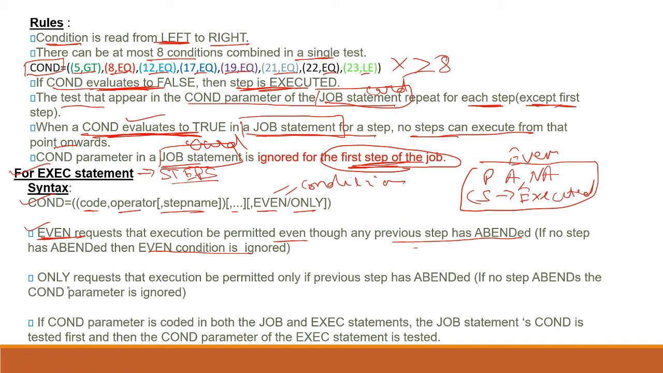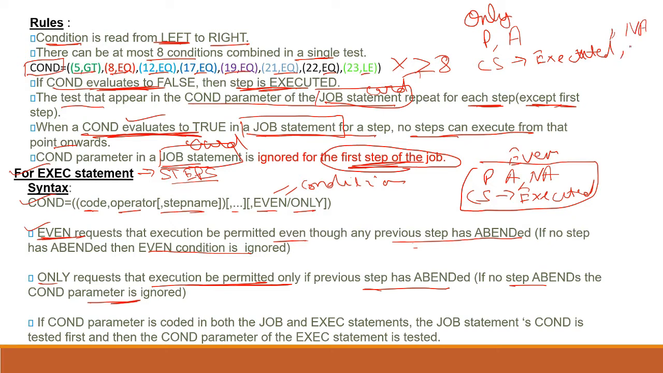And if we are using ONLY, it requests that execution is permitted only if a previous step has abended. If no step abended, the COND parameter is ignored. Like in case of ONLY, if we have a previous step and it is abended, then only our current step will be executed. If it is not abended, our current step will not execute. Okay, this is the concept for the ONLY parameter.